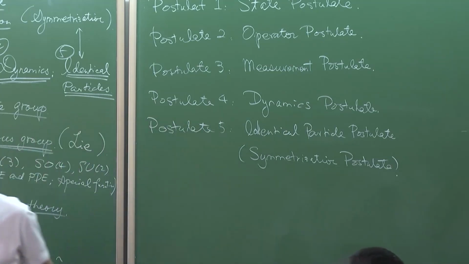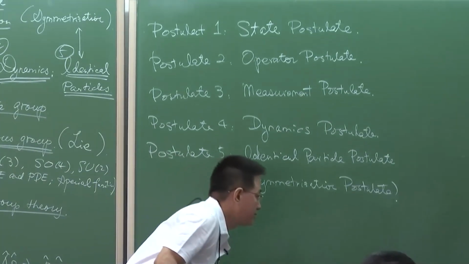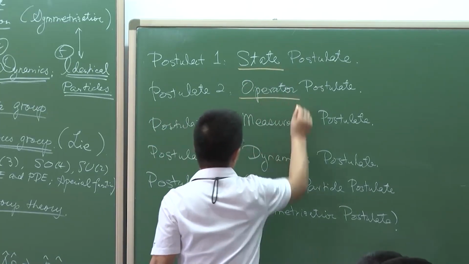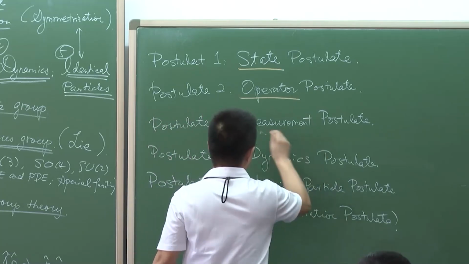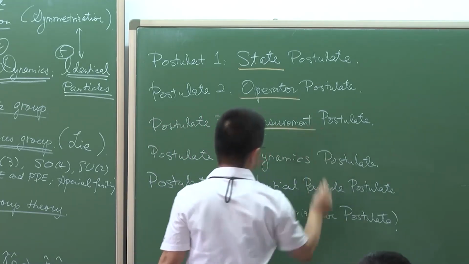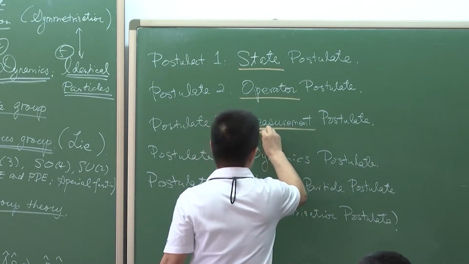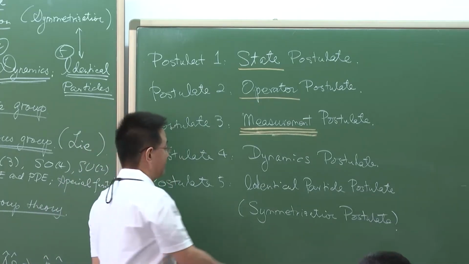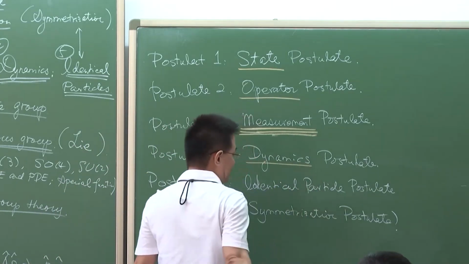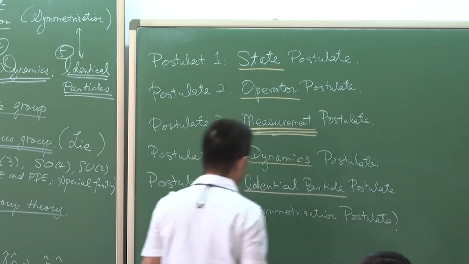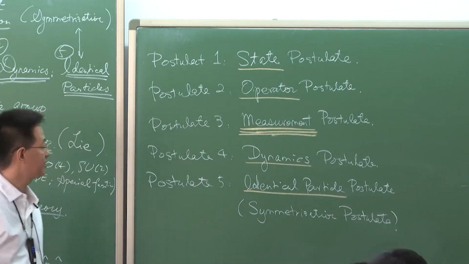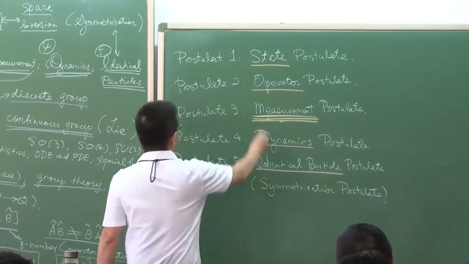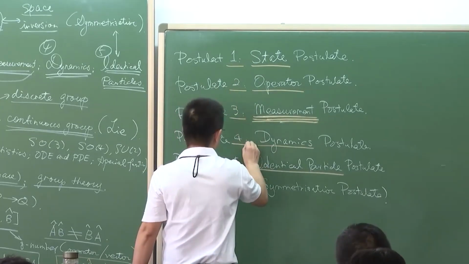Okay, let's focus on some of the key words. One is the state postulate. The second one, the operator. And the third one is the measurement. And measurement, okay, so this is so important that we should emphasize many times. And this is dynamics and identical particle. So we have 5 key words: state, operator, measurement, dynamics, and identical particles. 1, 2, 3, 4, 5.